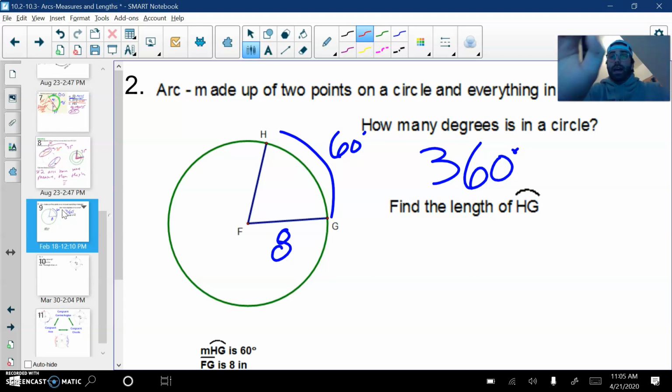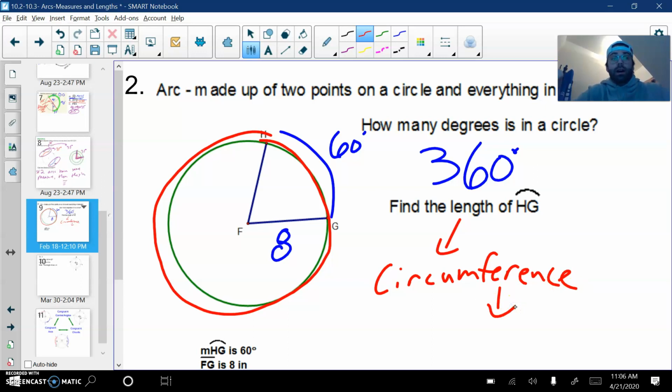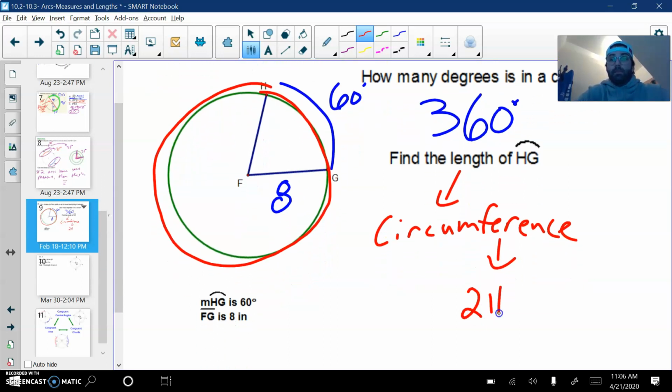To find the length of the entire circle, the distance around the entire circle, or the perimeter of a circle, what would I do? Well, I would find the circumference. Finding the length of the arc is just the circumference, but you only care about a piece. How do we find the circumference? We find it by 2 pi r. I only care about my piece of pizza, the crust on my piece of pizza.